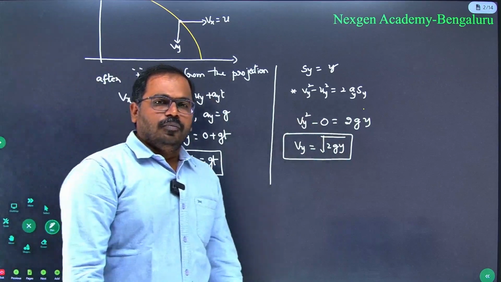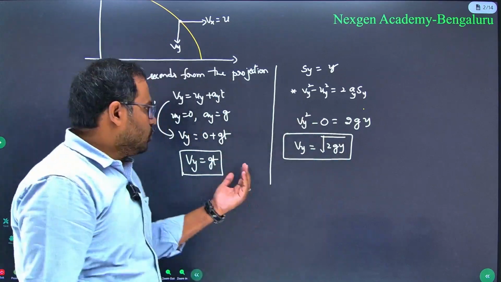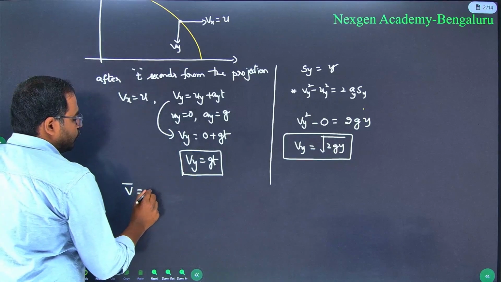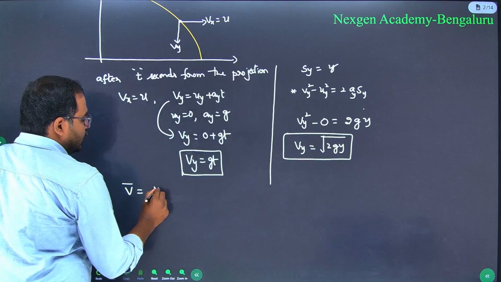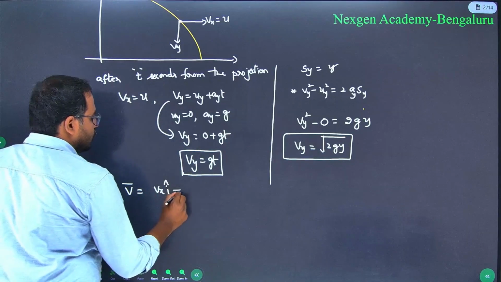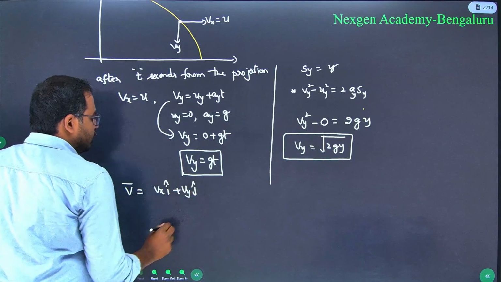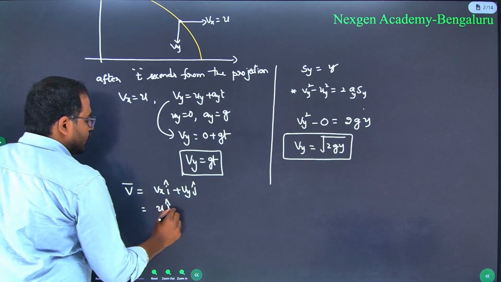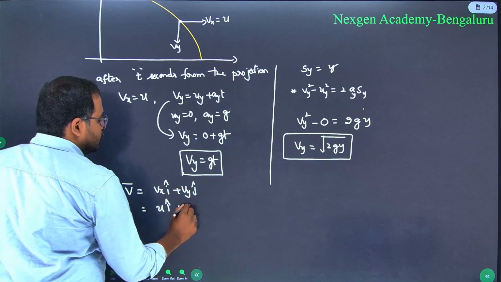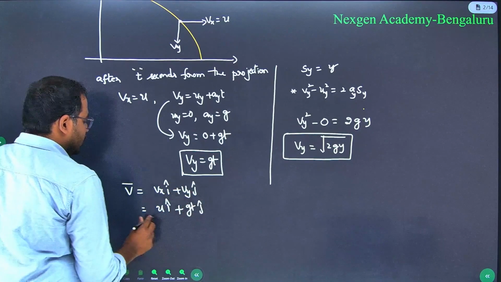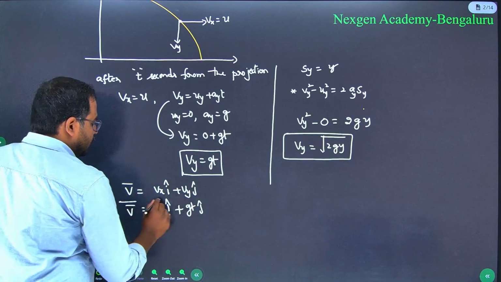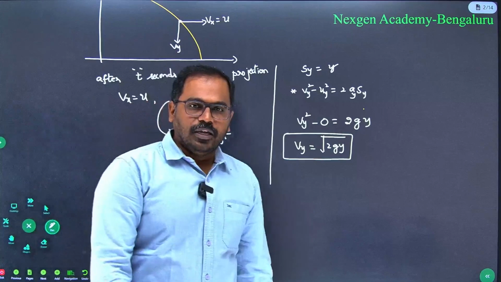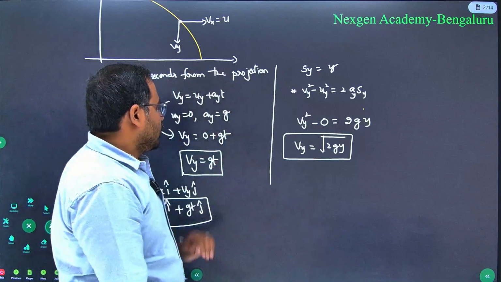Okay. Now, in vector form, how do we write? So, look at this. V bar is equal to Vx i cap plus Vy j cap. This is equal to Vx as u i cap plus Vy as gt j cap. It is in terms of time. Velocity in terms of time, this one. Now, sir, in terms of vertical displacement, we want, then come to this point.